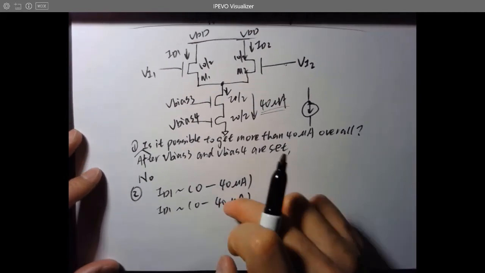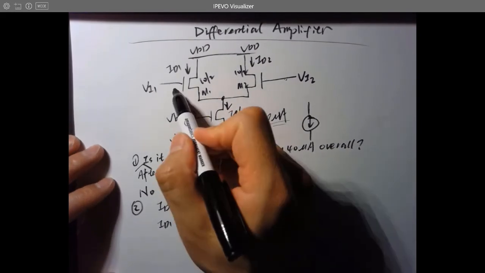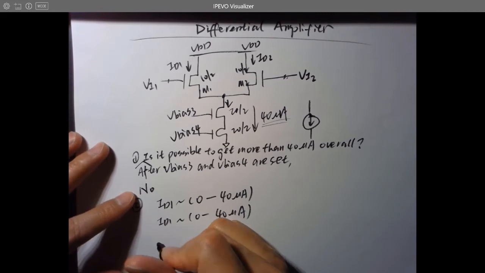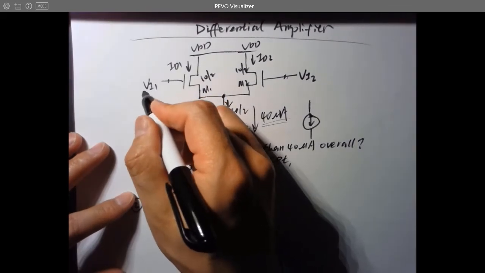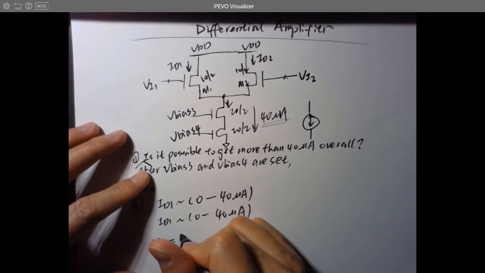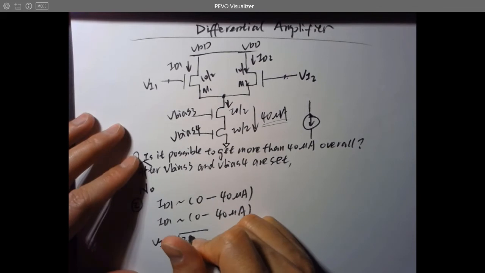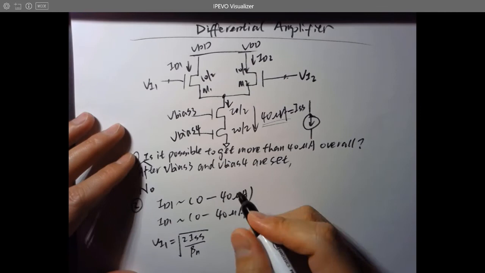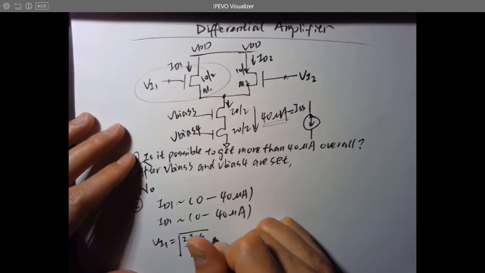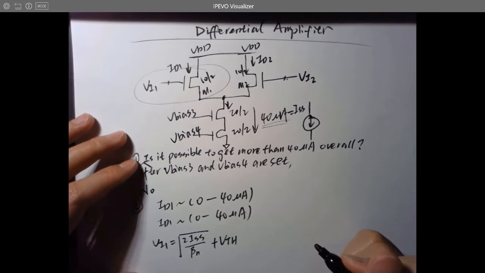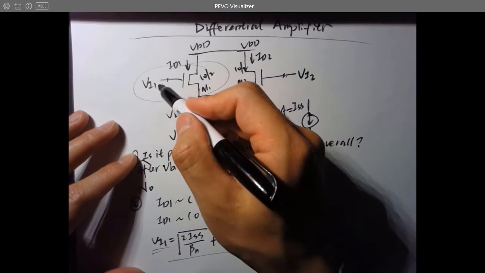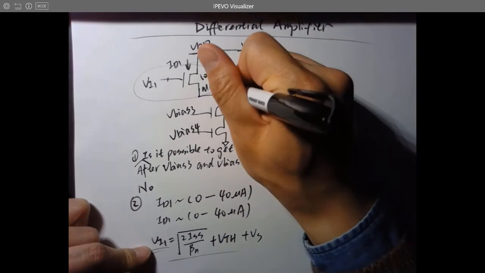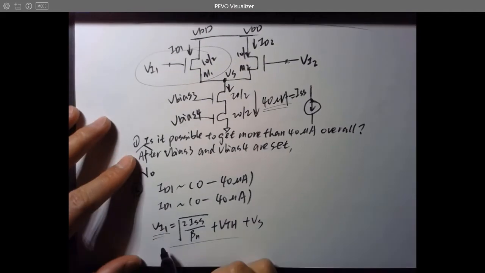From this maximum current swing, you can calculate back to get the maximum voltage swing for these two terminals. And what are they? You know that VI1 equals what? Let's use an old equation. If we call this ISS, it's the square root of 2 ISS over beta n, right? Beta n is using this one. Plus VTH. And then this should be VGS, right? But this is VI1, it's not VGS. VGS is going to be VI1 minus VS, so you have to add VS as well. So that's VI1.